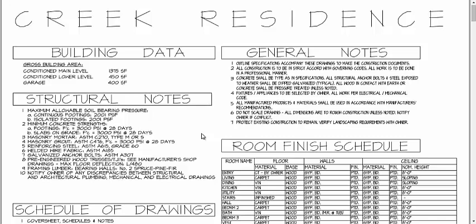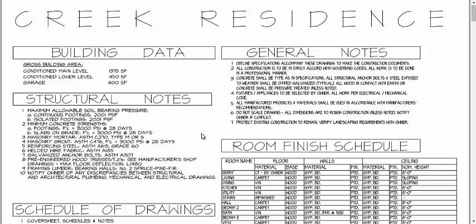So in this case, since you can't put a scale to it, you should trust, as it says here, all dimensions are to rough construction unless otherwise noted. So if it says that this wall is 8 feet 1 inch, that's what you should believe. And lastly, number 7 says protect existing construction to remain. Verify landscaping requirements with owner.